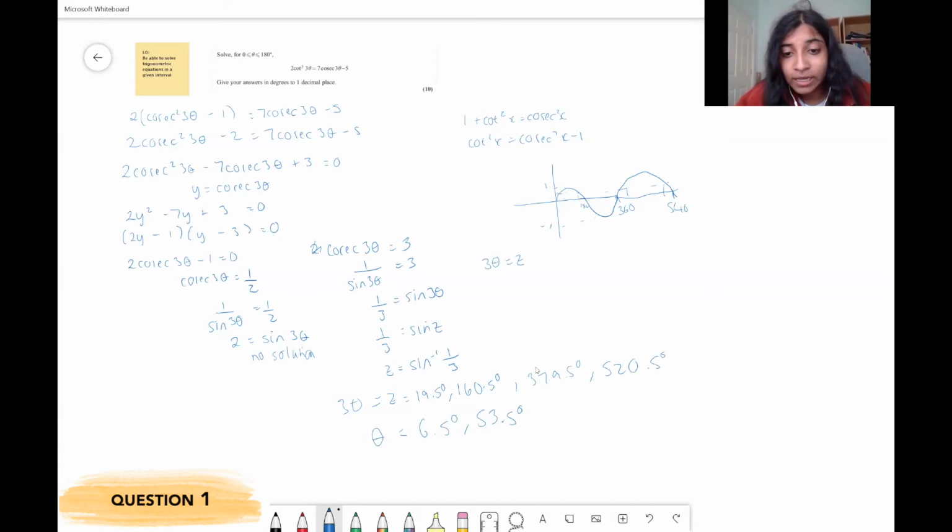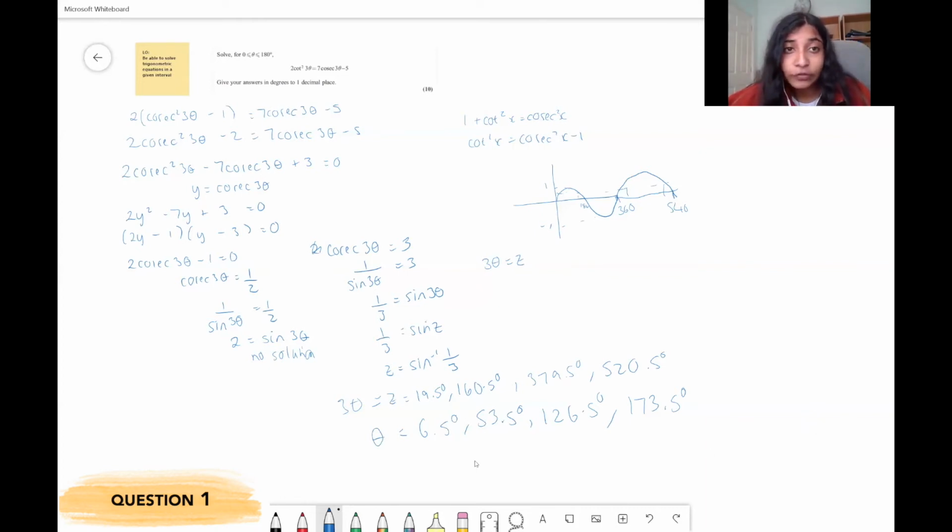That would just be 520.5 degrees. And then if we divide each of them by 3, we get the first one, 379.5 divided by 3, which is equal to 126.5 degrees. And the last one, 520.5 divided by 3, is equal to 173.5. And you know now that the largest value theta could be is 180. So if you continue to get more than 180, we stop there.